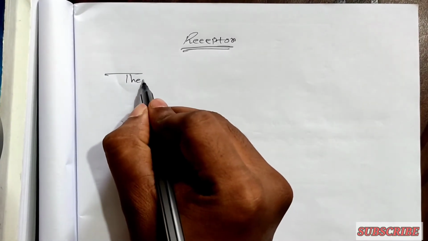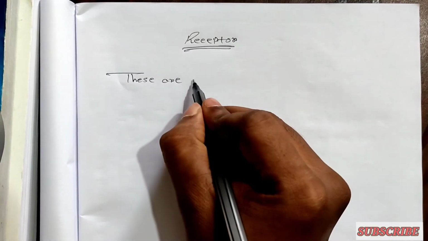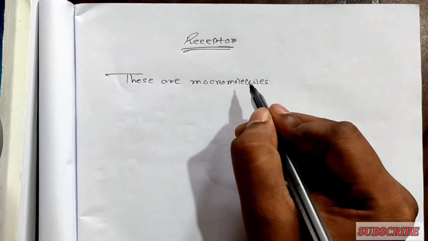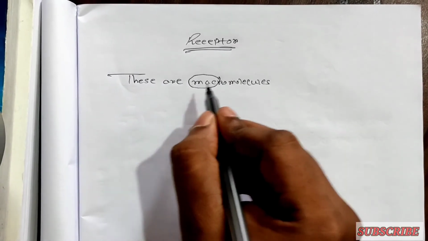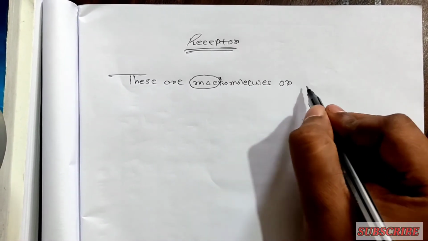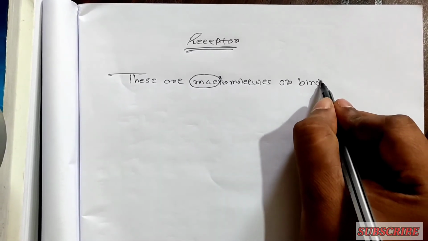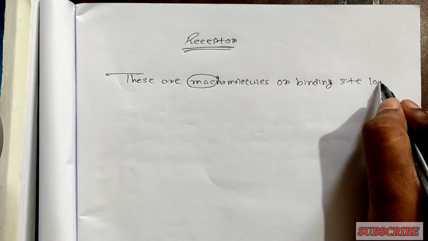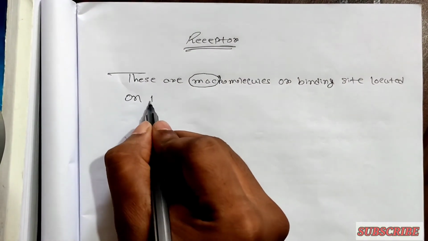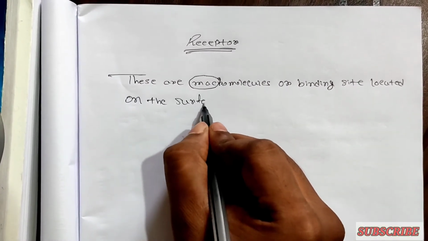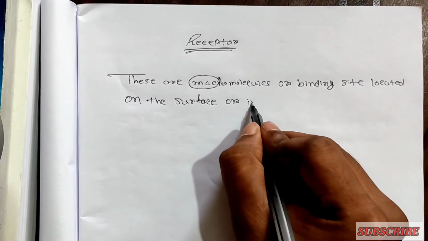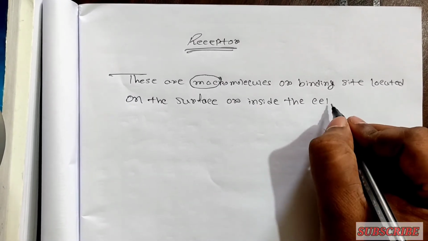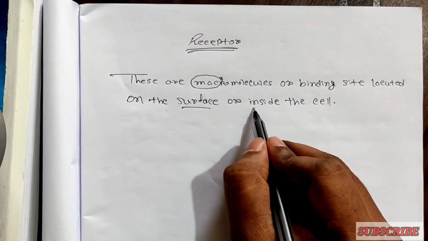So these are macromolecules. Macro means large molecules. These are large molecules, or it can be a binding site. It's a binding site. Where is it located? It is located on the surface or inside the cell.